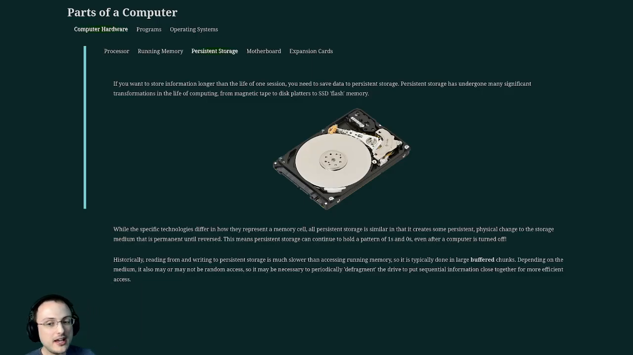But whatever specific technology we're using, the actual mechanics of persistent storage tend to be very similar. Much like our running memory, persistent storage has some way to represent a cell, some way to represent a 1 or a 0. And the thing that's different about persistent storage is when we want to encode that 1 or that 0, we make some physical change to the storage medium.